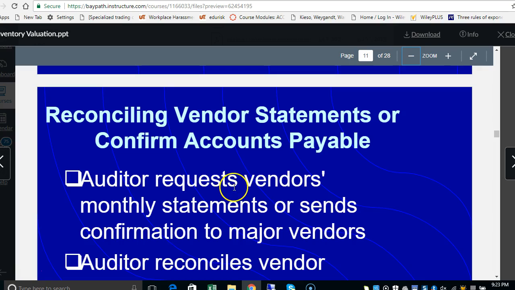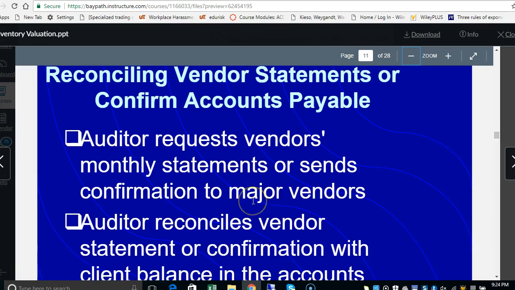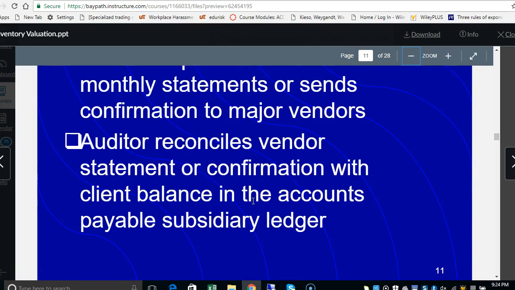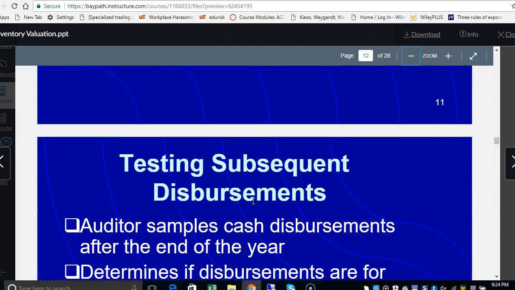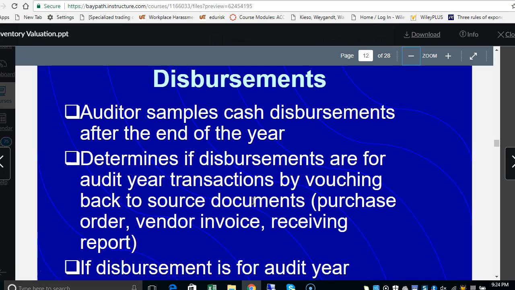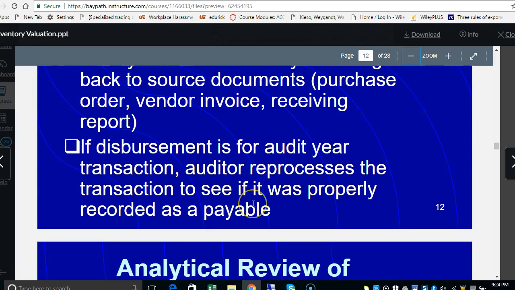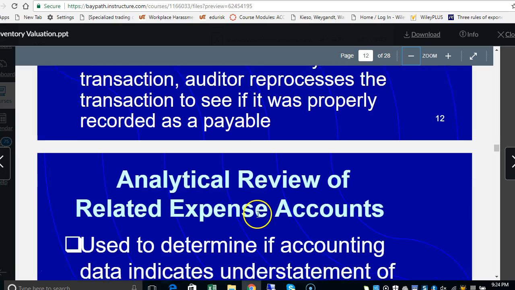Reconcile vendor statements to confirm your payable balance. Auditors request vendors' monthly statements and send confirmation to major vendors. Auditor samples cash disbursements at the end of the year, determines if disbursements are for audit year transactions. If disbursement is for audit year transaction, auditor reprocesses the transaction to see if it was properly recorded as a payable.